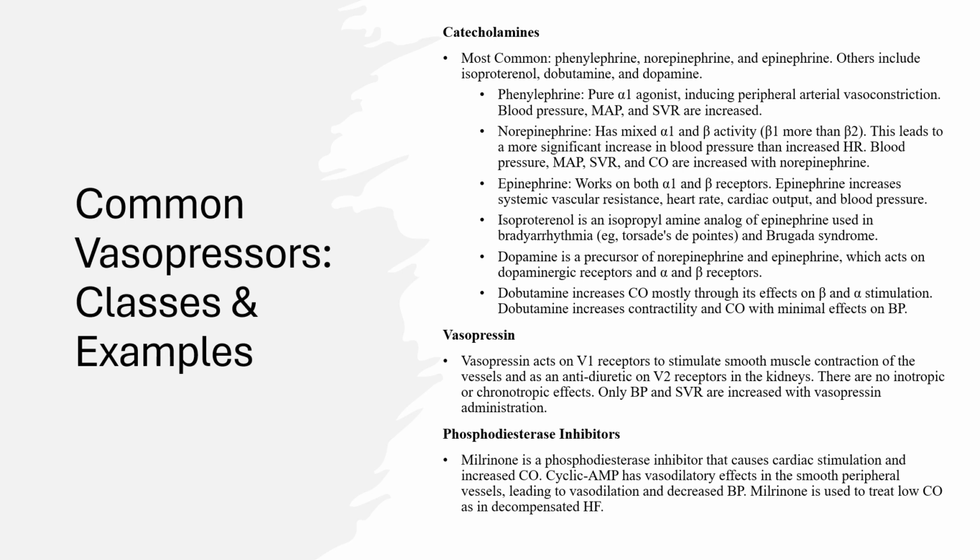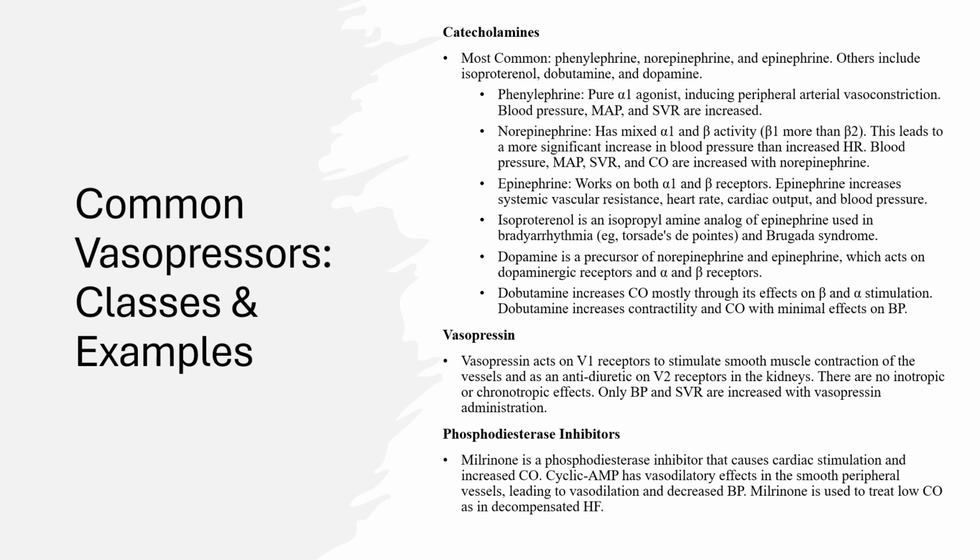The other one I do want to highlight, and you can continue to read the rest of this, is vasopressin. So vasopressin acts on the V1 receptors to stimulate smooth muscle contraction. This one also is kind of interesting. It works on the V2 receptors in the kidney, so it acts kind of like a kidney protectant, which can be really helpful with blood pressure.